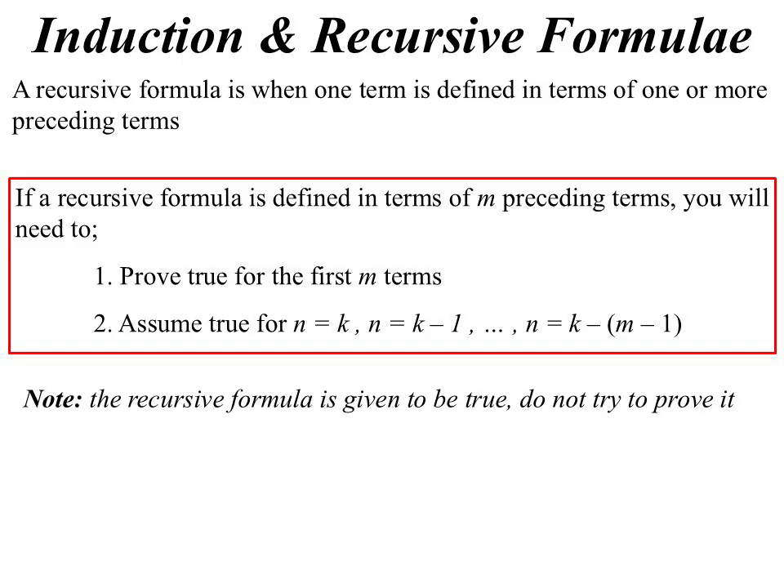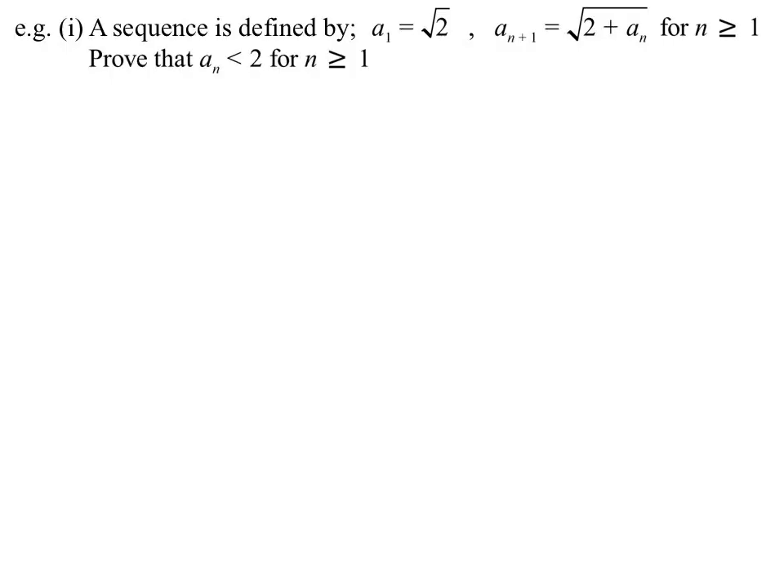But by the way, a classic mistake people sometimes make is they try and prove the recursive formula. No, that's a given piece of information. It's a fact you're allowed to use. Okay, so here's a quick little one. A sequence is defined by: the first term is the square root of 2, and every subsequent term after that will be the square root of 2 plus the previous term. We have to prove that every single term of this pattern will be less than 2.